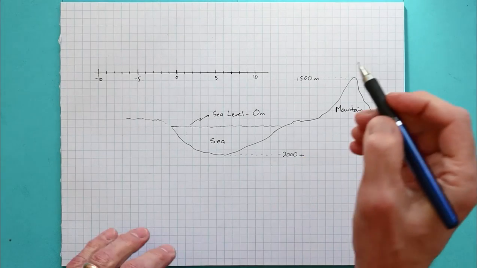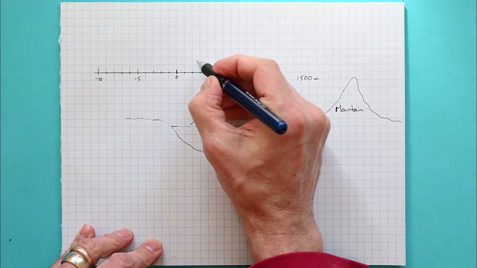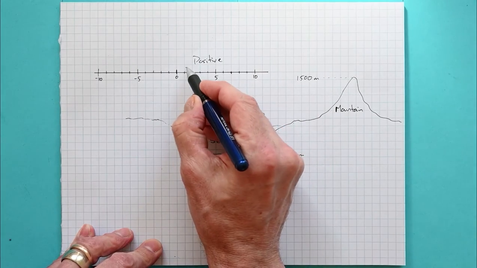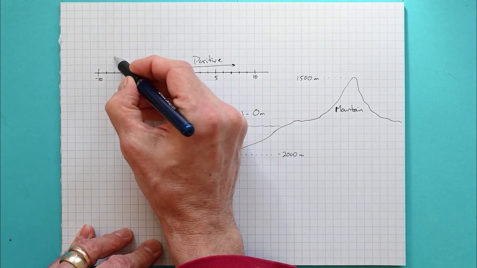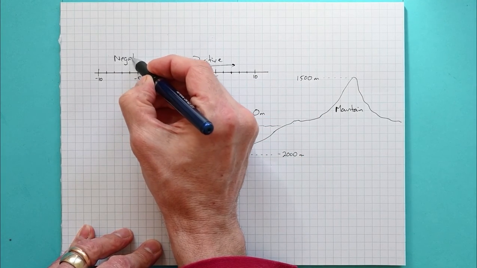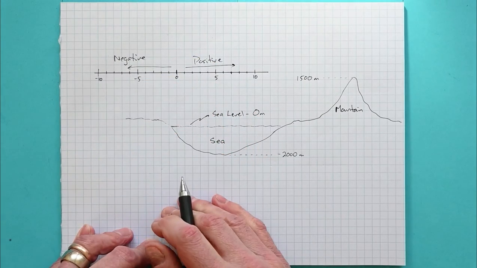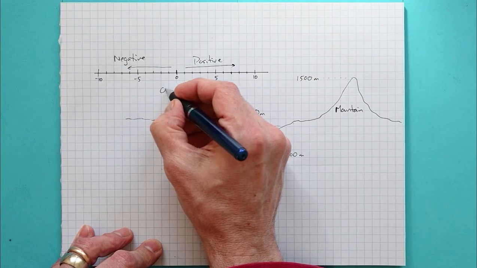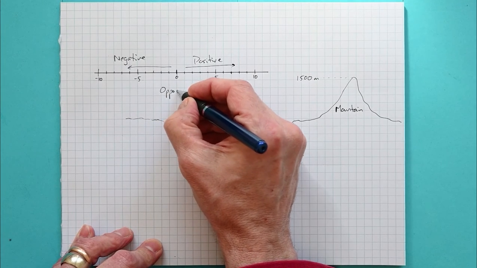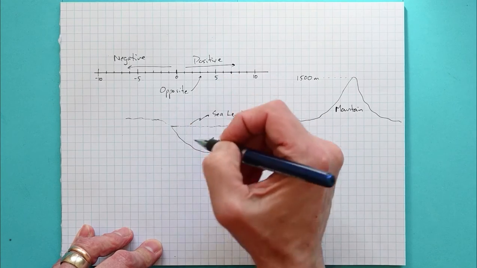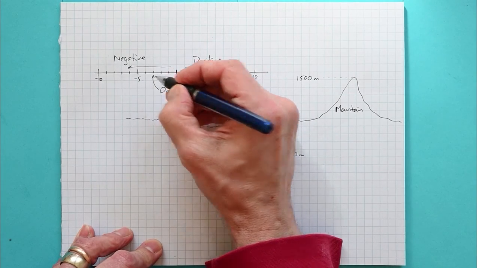So, things to keep in mind or to remember are terminology. Positive, as we move this way from 0. Negative, as we move this way from 0. Opposite, equal distance from 0. So that is opposite to that.